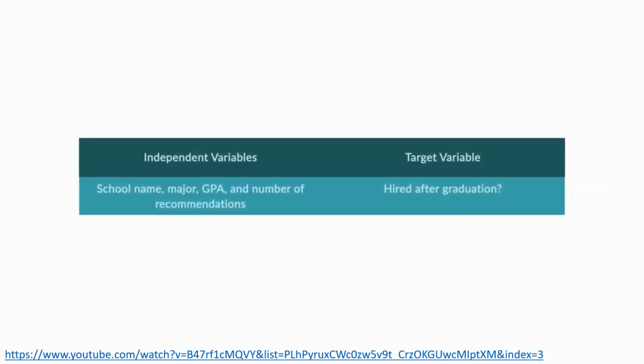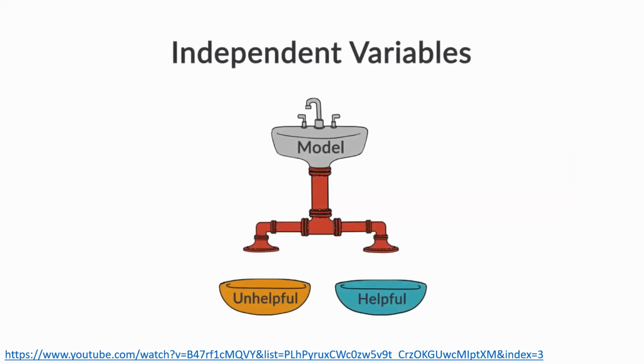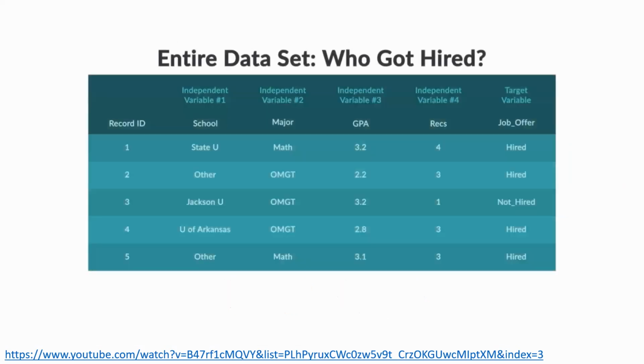Let's recap. We've shown how predictive analytics is a technique used when we know several pieces of information, our independent variables, and want to use them to predict a target variable, our dependent variable. For our hired after graduation example, we know the student's school, major, GPA, and number of recommendations. I want to predict if the student is hired after graduation. We start with a full data set of all sorts of possible independent variables, the kitchen sink, and also the known outcome of each student, hired or not.